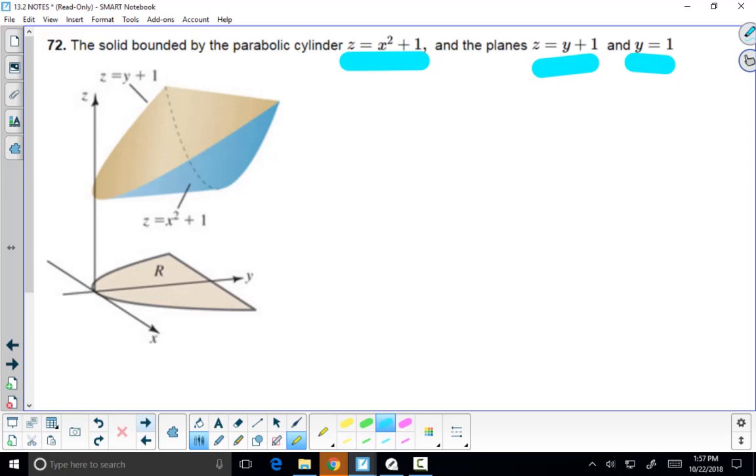Now again, they're not asking us to do that here, but you want to take every opportunity to try to see left, right, back, front, and up, down. Because the better you can visualize it, the more likely you are to write the correct limits down.